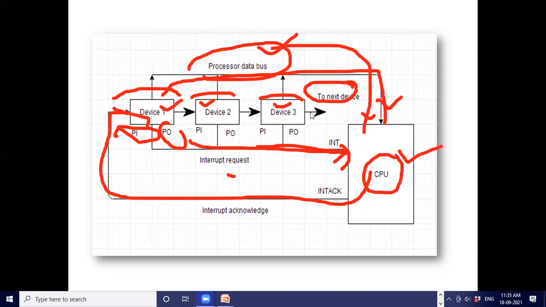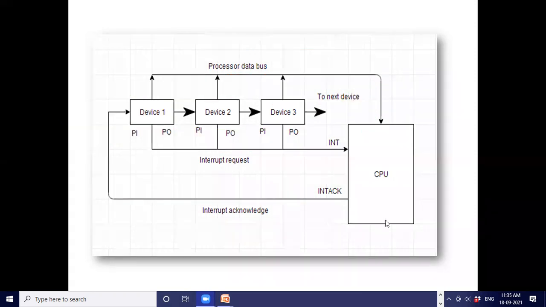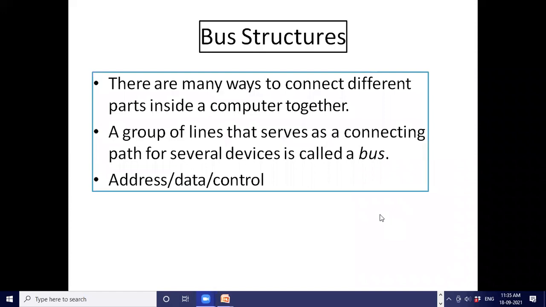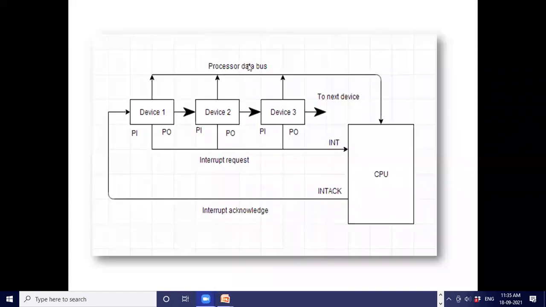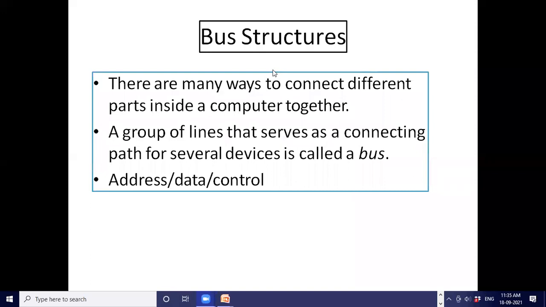Got it? So that's how the daisy chaining system works. The main important thing that you need to remember is that these devices are connected on the basis of some priority level. Now you have seen that I have mentioned data bus here. So let's see about this bus and bus structures.